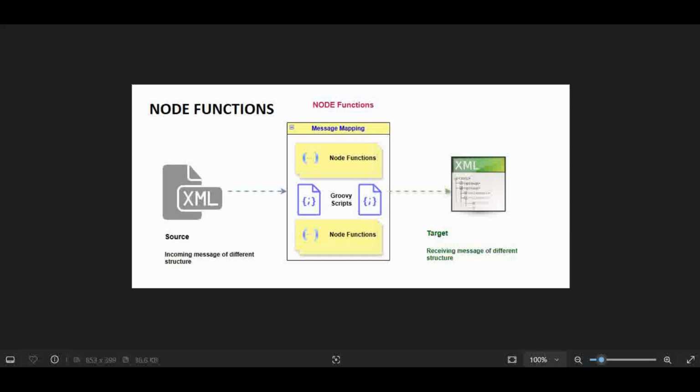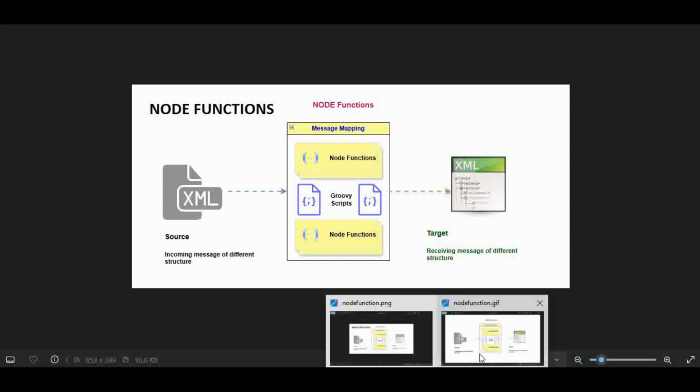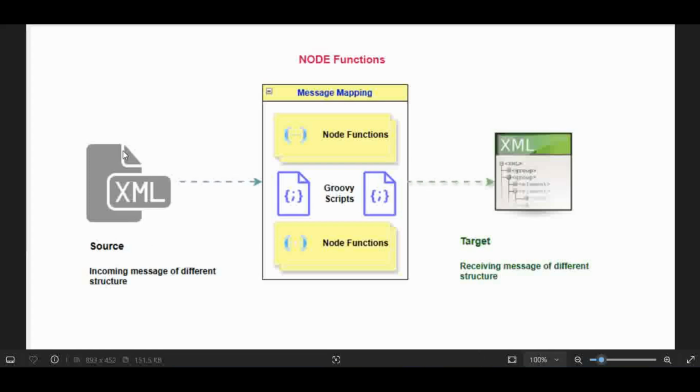Node functions are nothing but what you use when you are transforming an incoming message to the target message. In that process, we have to remember that the incoming message structure may not be the same as the target message structure. Meaning the XML coming as an incoming payload may not be the same as the target XML. So the source XML will have a different structure and the target XML will have a different structure.